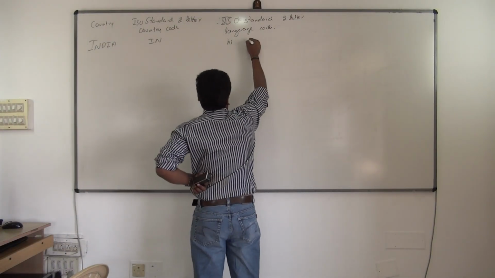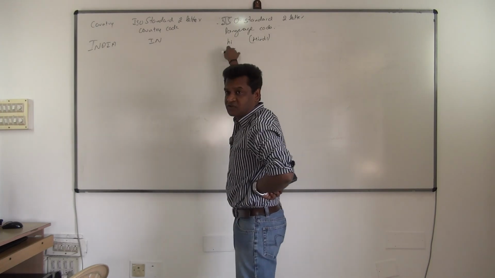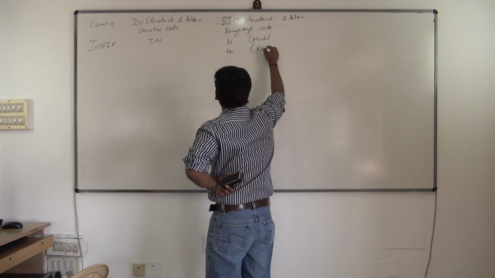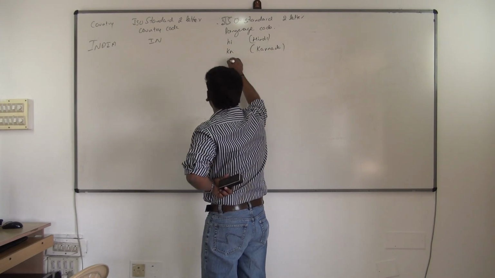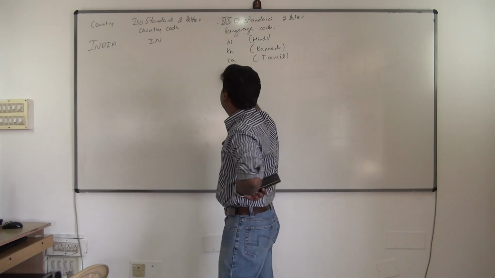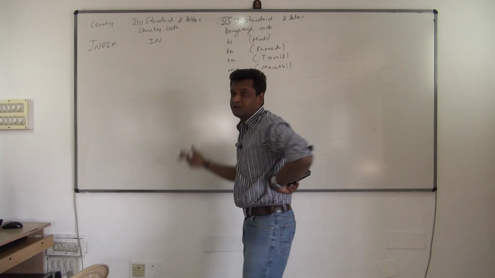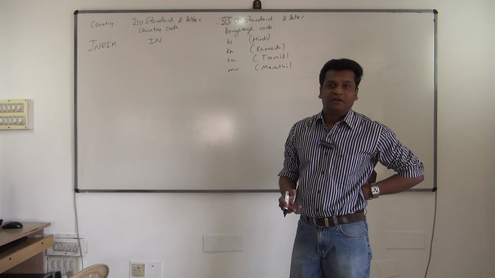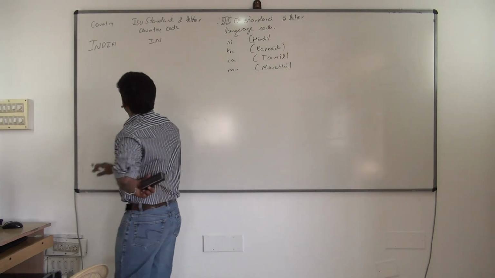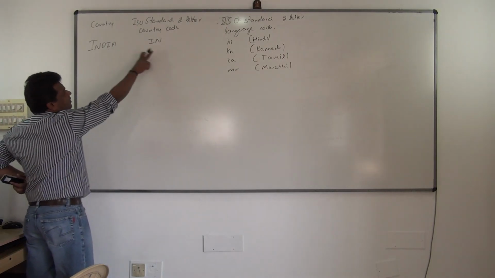HI stands for Hindi. This is the ISO standard now. KN means Kannada. TA means Tamil. Like this for Marathi, MR means Marathi. Like this for every language there is an ISO standard code, called the language code. This is a 2-letter code, and every country also has one like this.